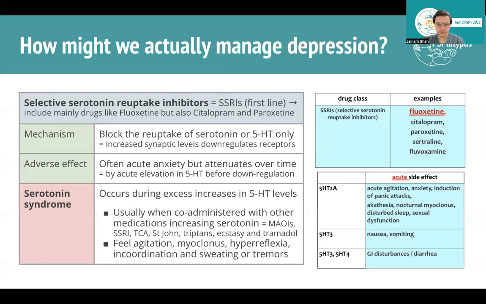So you get agitation, myoclonus, hyperreflexia, incoordination, and sweating or tremors. So if you see this in a patient, you know something's wrong. You will have to try and find some ways to reverse the excess levels of serotonin.